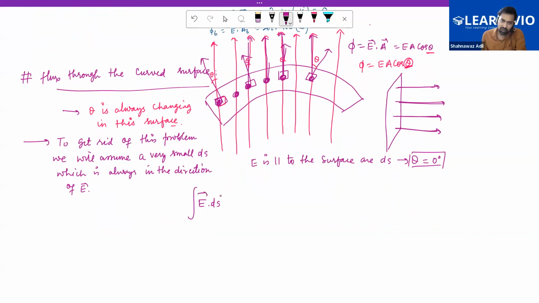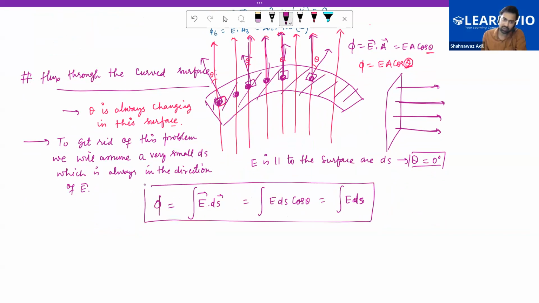And this is how much? So this is E dS cos theta, and theta is 0, so this would be simply E dS. And then you just integrate over this whole area, so you will get the flux. Is it clear to you? Is it clear?